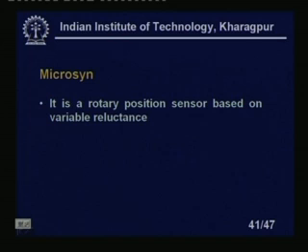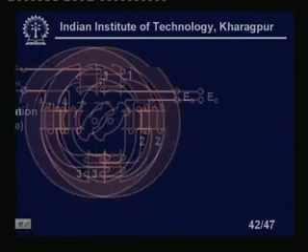So, obviously, there is a great advantage of this type of device. This is also a position sensor, that means angle measurement is possible. Obviously, the load is less, the torque is less, and it can be used as a position sensor or for angle measurements. Let us look at the details of this one. It is a rotary position sensor based on variable reluctance, right, as simple as that.